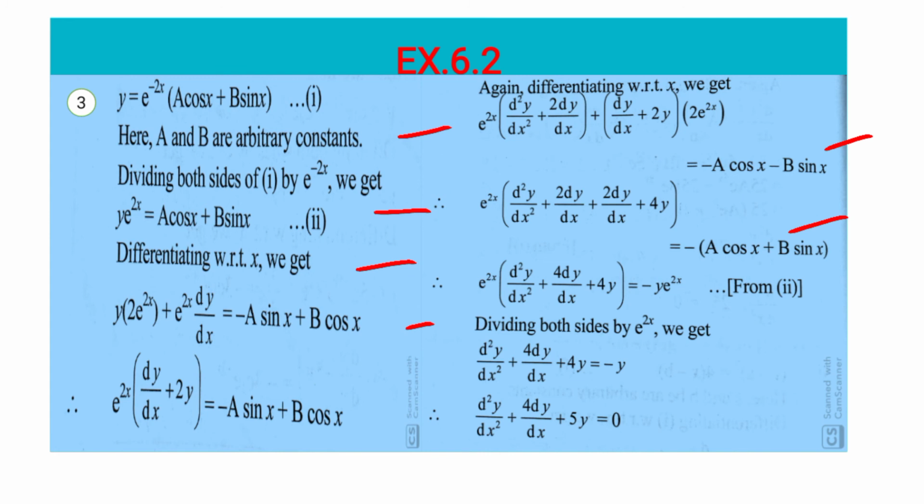So, dividing both sides by e raised to 2x, we get d2y upon dx square plus 4 dy by dx plus 4y is equal to minus y. Therefore, d2y by dx square plus 4 dy by dx plus 5y is equal to 0.